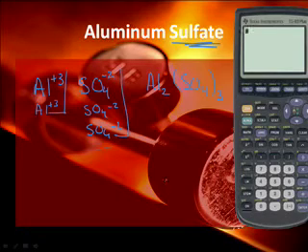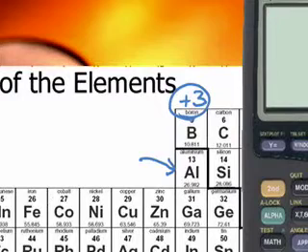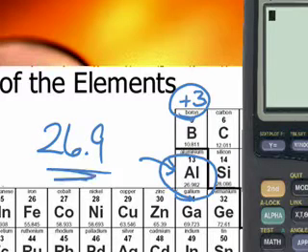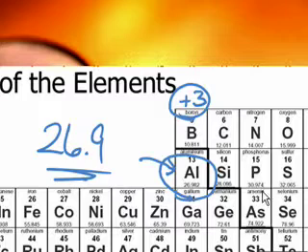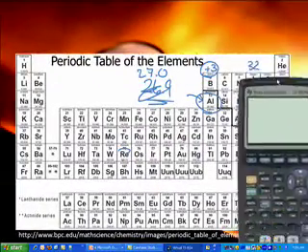So we do need to know the weights of aluminum and sulfur. We know oxygen already, so we're pretty good on that. Let's take a look at our periodic table. Now, aluminum weighs 26.9 and some change, 26.98. Let's round up to 27.0. And then sulfur is 32 right here. Yep, 32.0. We'll just keep that one.